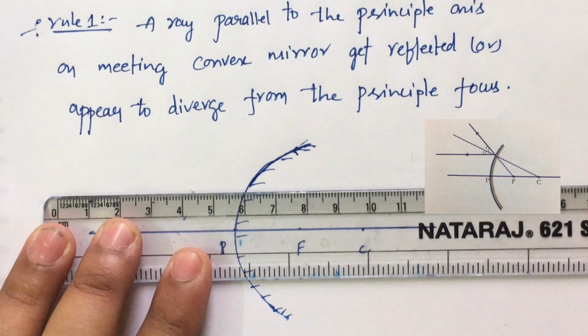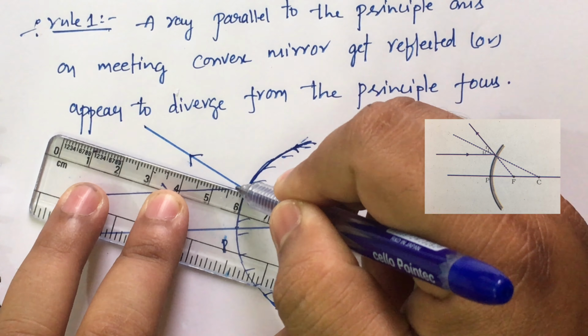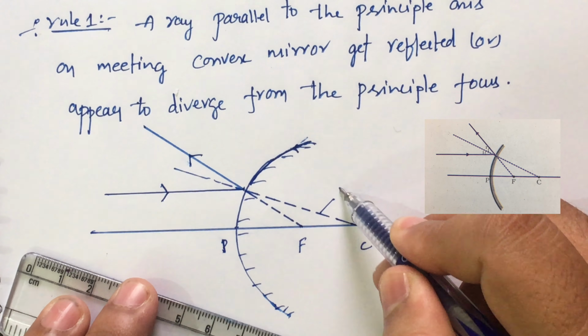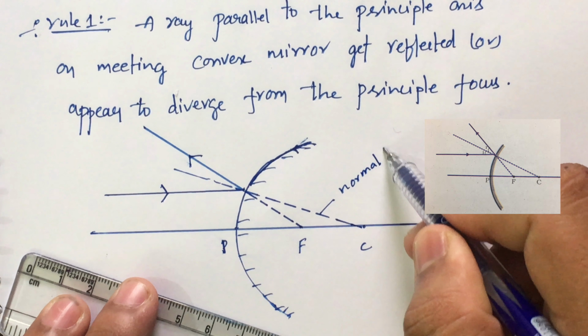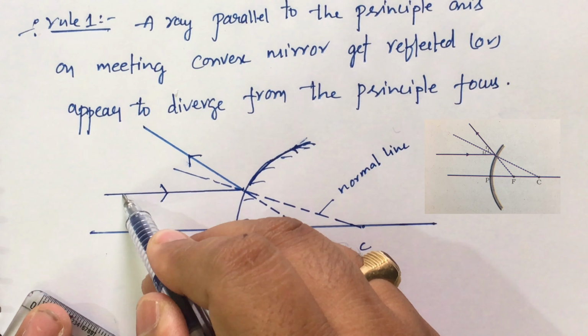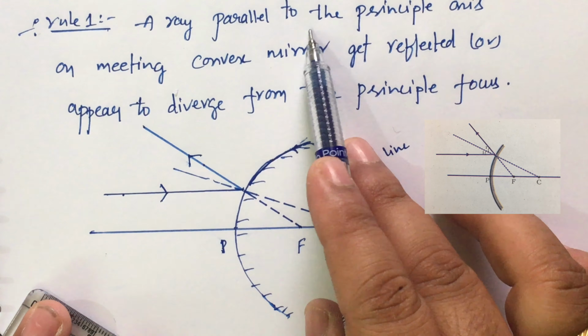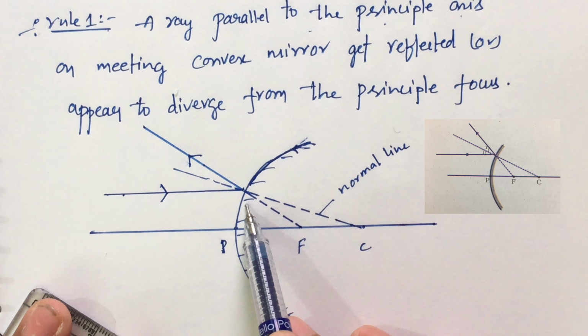Then how do we draw a normal line? From this point you draw a dotted line to the center of curvature. So this is your normal line. Children, this is your incident ray and this is your reflected ray. The ray parallel to the principal axis, on meeting the convex mirror, gets reflected as if diverging from the focus. This is our first rule. Is it clear, children? You have to practice along with me. Right, let us discuss rule number 2.